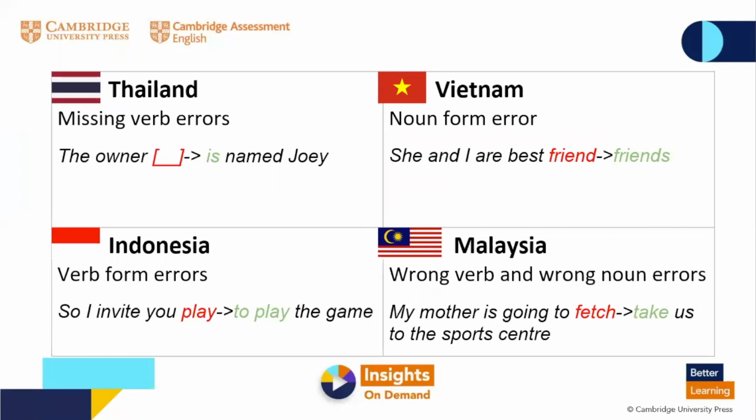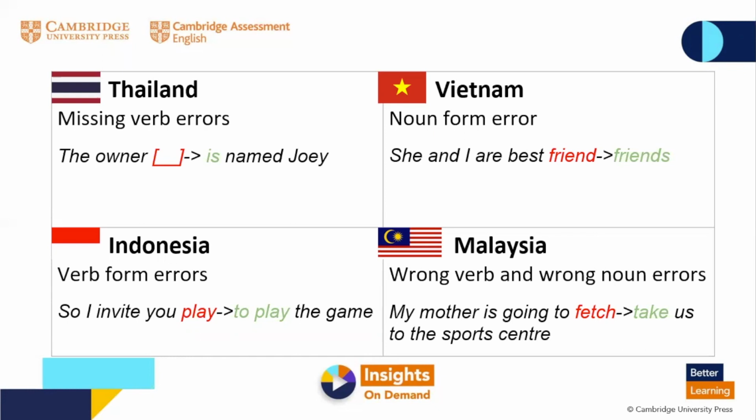So again, we have about 2 million words of data for ASEAN learners across all the CEFR levels. And our research team has analyzed them. And these are some of the most characteristic things that learners in these regions find difficult. So what we've done is we've compared the local differences between nations. To highlight the differences here, we've shown a type of error for which each language has the highest number of occurrences. So, for example, learners from Thailand have the highest occurrence of missing verb errors. They're likely to say, the owner named Joey instead of the owner is named Joey.